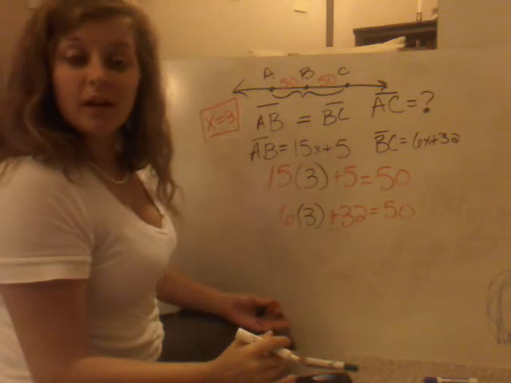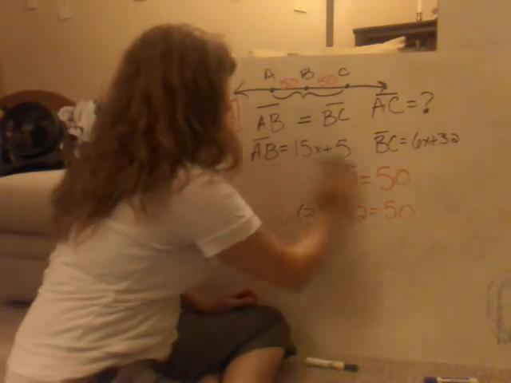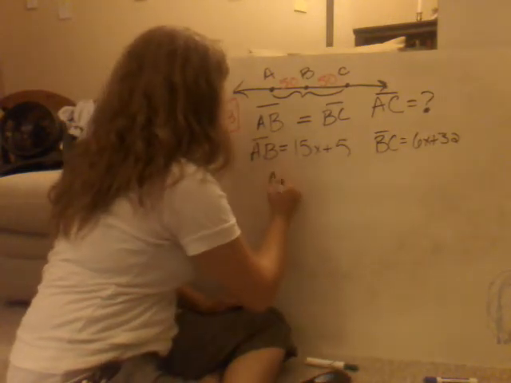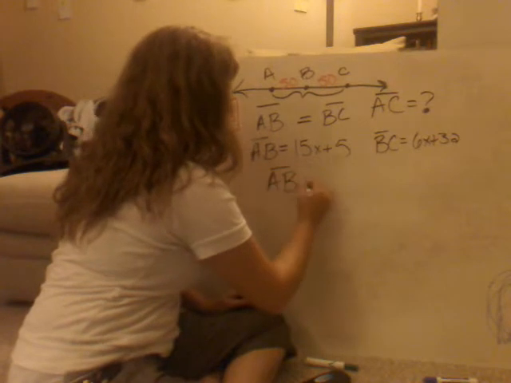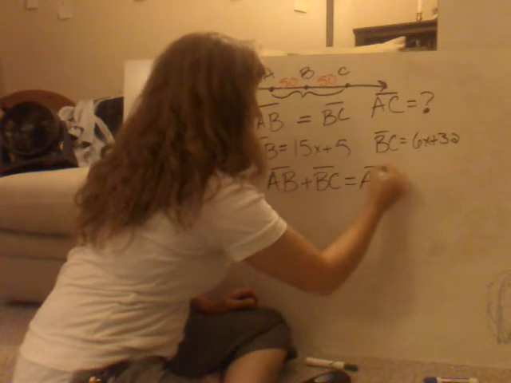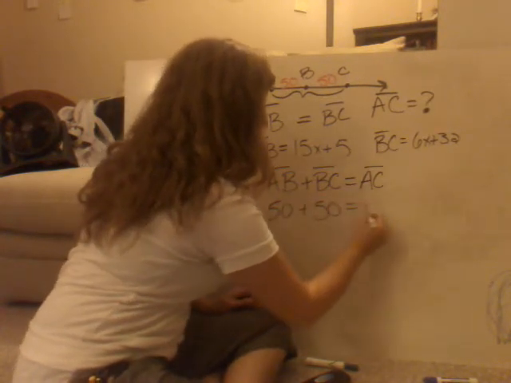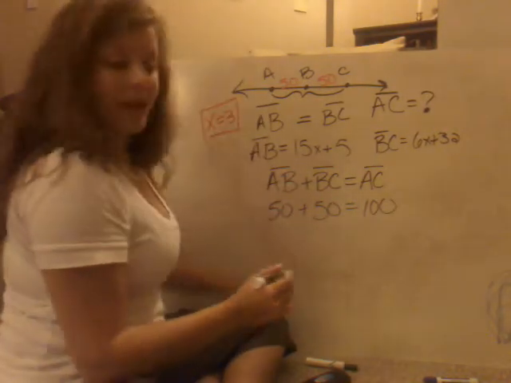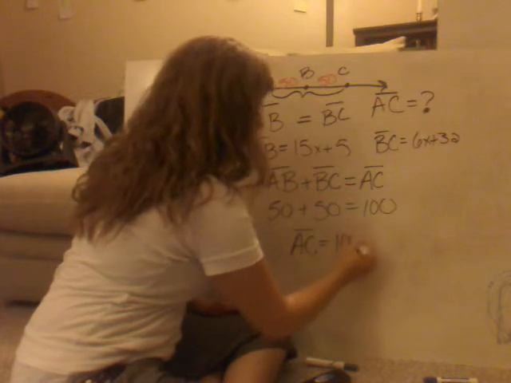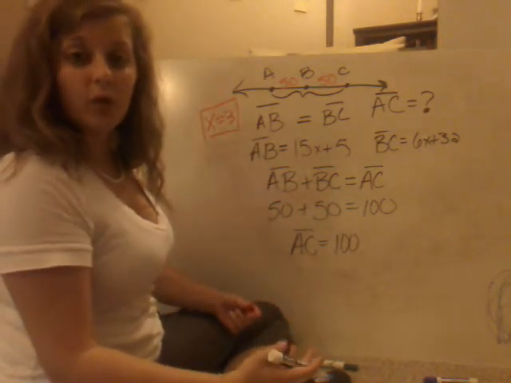Now I just need to add up both sides. So I'm going to have, erase this. So now I'll have AB segment plus BC segment is equal to AC segment. 50 plus 50 is equal to 100. The value of AC segment is equal to 100. So whether that be inches or feet or meters, however you want to see it, it's still equal to 100.